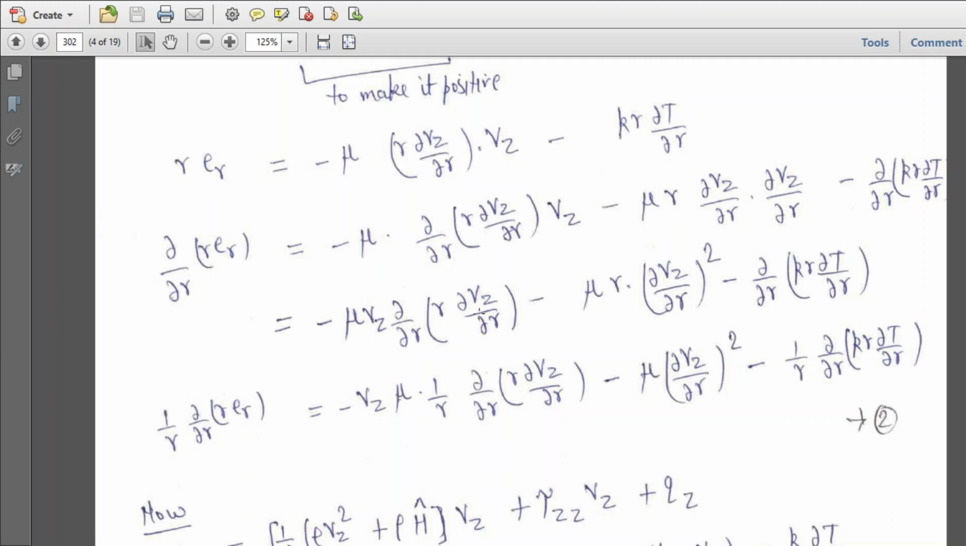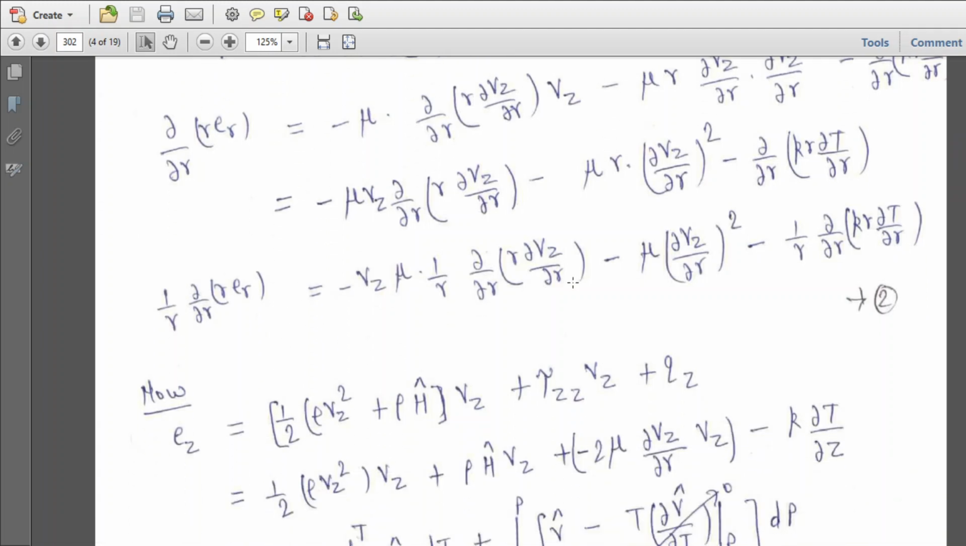By doing that you are getting here minus mu Vz del upon del R, R del Vz upon del R, minus mu R del Vz upon del R square, minus del upon del R Kr del T upon del R. Now dividing this equation by 1 upon R, you end up here with minus Vz mu 1 upon R del upon del R, R del Vz upon del R, minus mu del Vz upon del R square, minus 1 upon R del upon del R Kr del T upon del R. This is equation number 2.